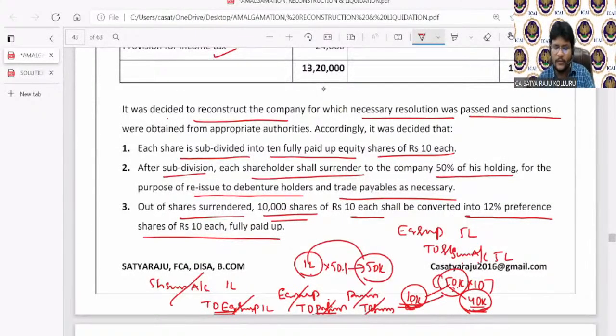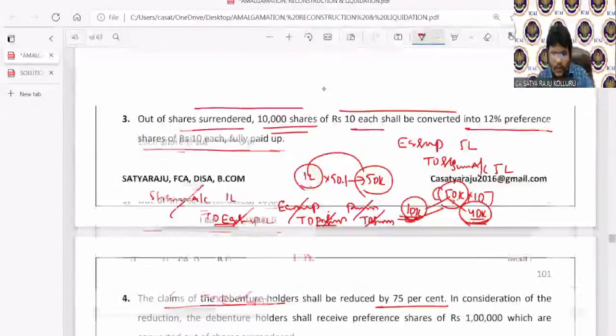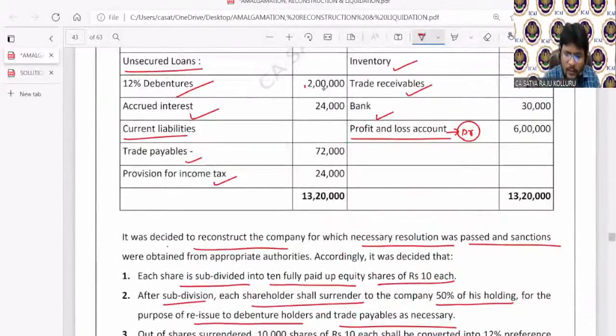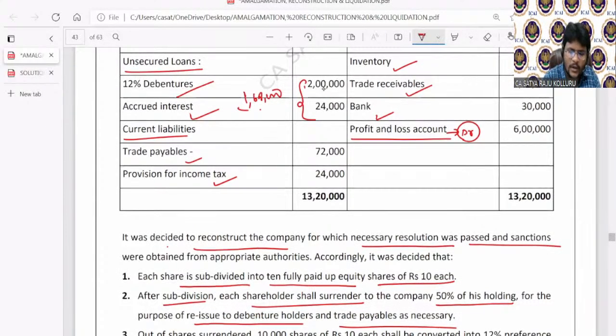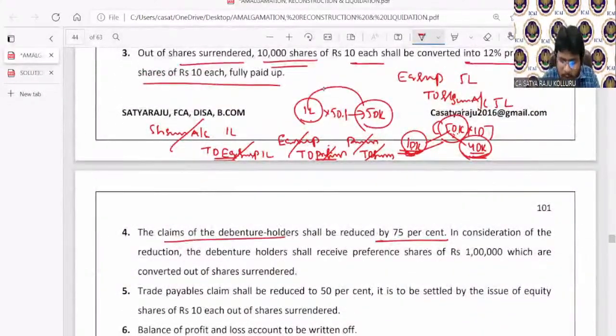Okay. Now what is the story? Let me explain further. Are you with me, all of you? The claims of the debenture holders shall be reduced by 75%. Now coming to the claims of debenture holders, 2 lakhs plus 24,000, which is 2,24,000. Out of such 2,24,000, 75% is reduced. 1,68,000 will go to the reconstruction straight away. The claims of the debenture holders shall be reduced by 75%.